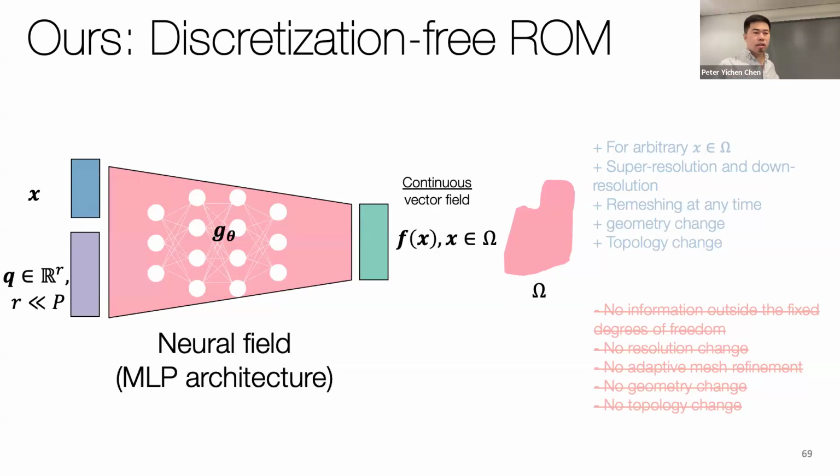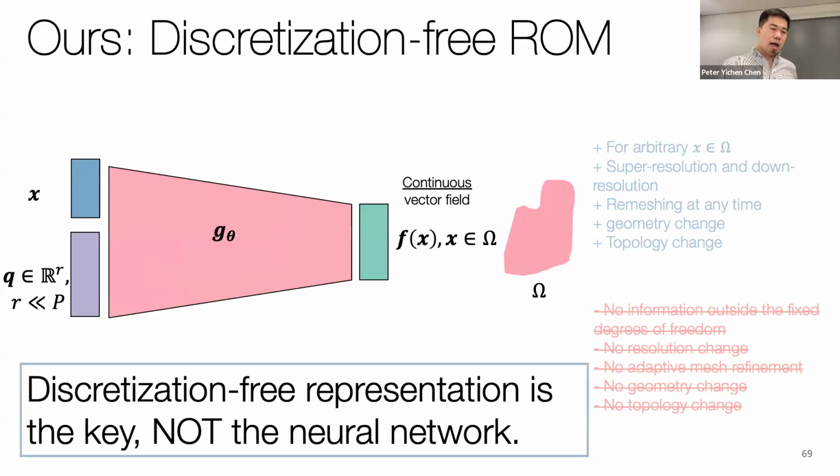We built it using a quite simple architecture, a neural field, or MLP architecture, really. That being said, I want to emphasize that we don't want you to go away thinking, okay, this guy applied neural fields to reduced order modeling, right?